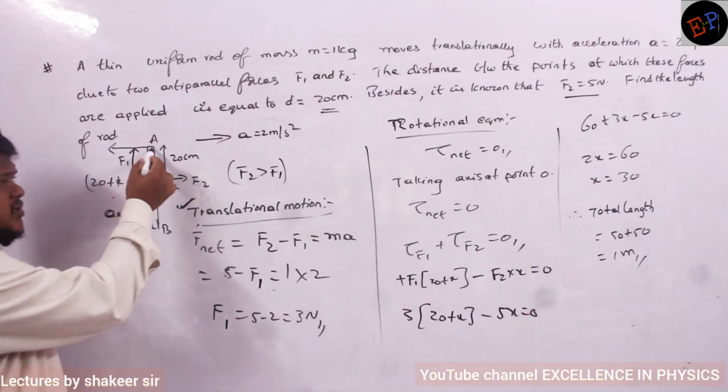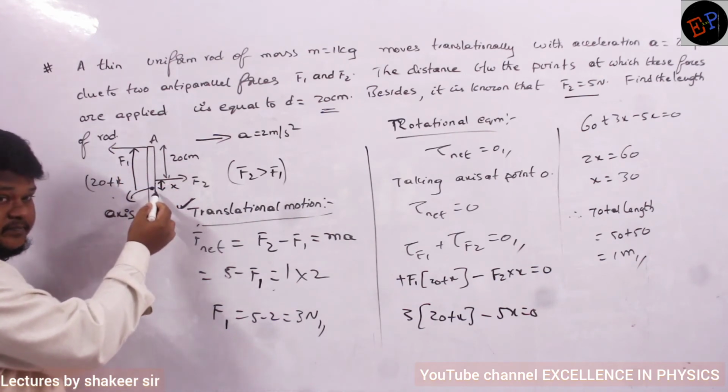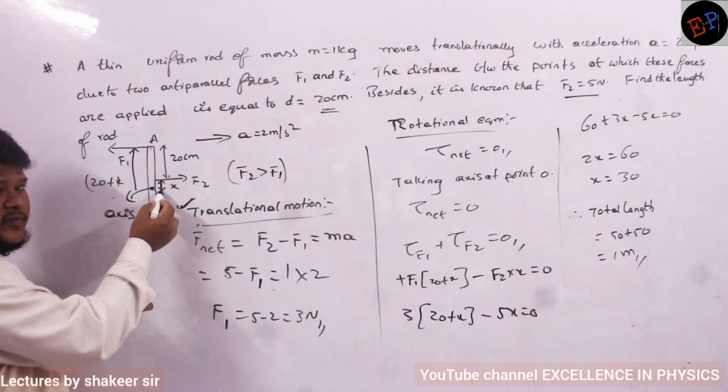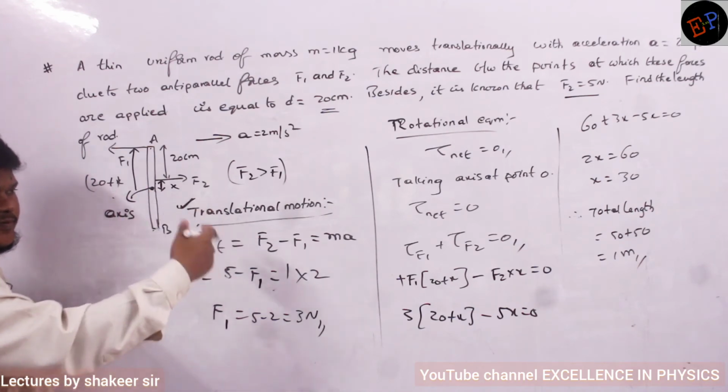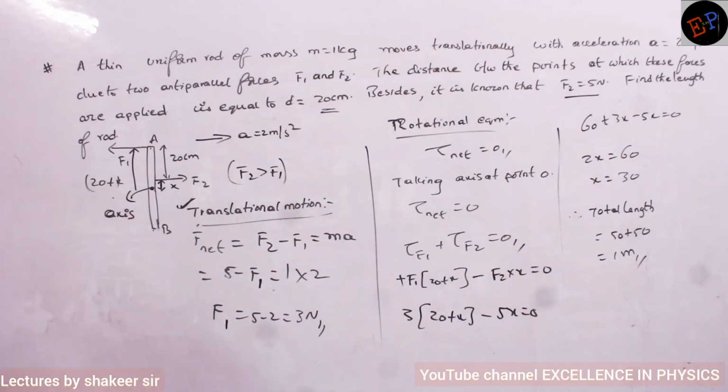That is my answer. So this distance is 20. The x value is 30. So 20 plus 30 is 50. So half of the rod is 50. The remaining half will be another 50. So 50 plus 50, 1 meter is the length of the rod.